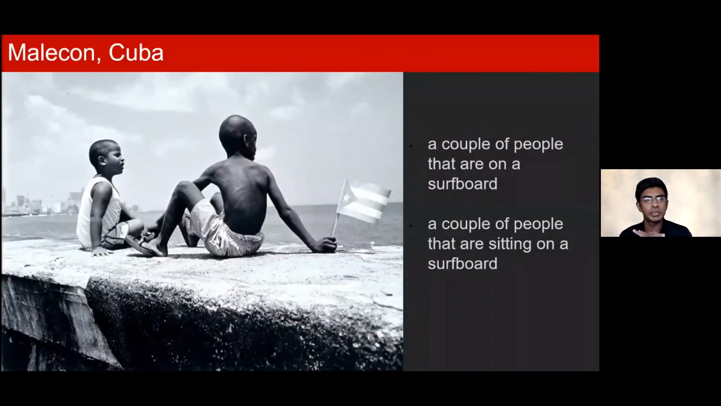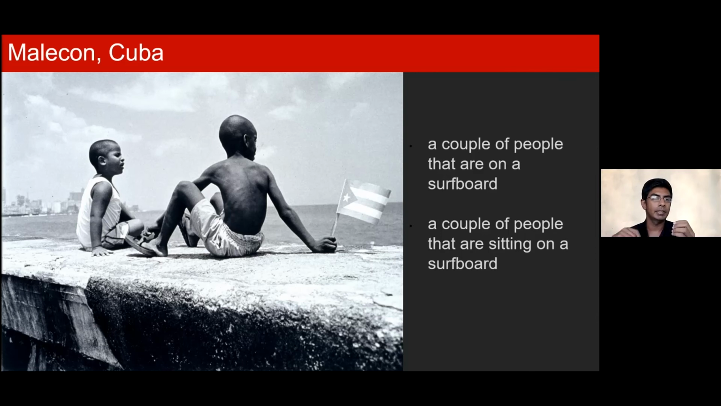And here's another image. Again, Malecon, Cuba. That's the existing description of the photograph. The machine said a couple of people are on a surfboard. A couple of people that are sitting on a surfboard. So the couple of people, that part the machine got right. It identified it correctly. But then it's adding the surfboard into the description. And there's no surfboard here.